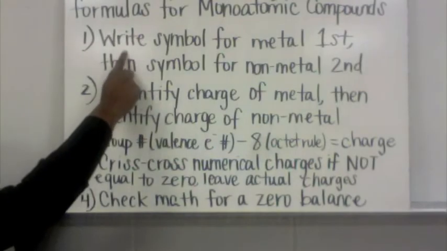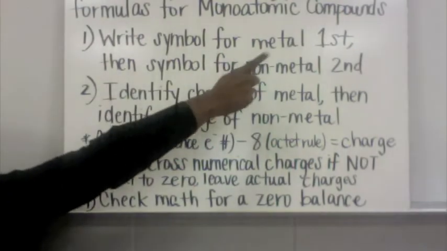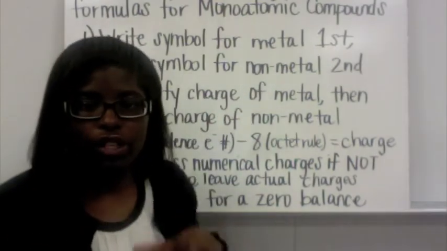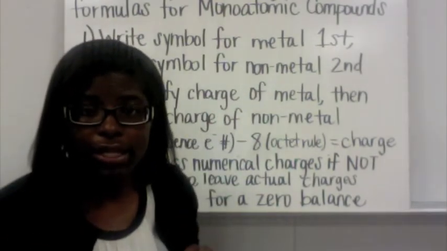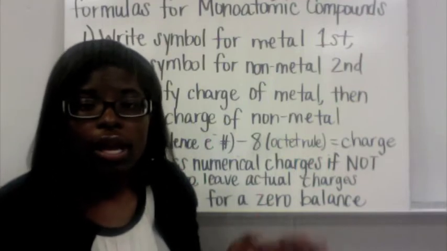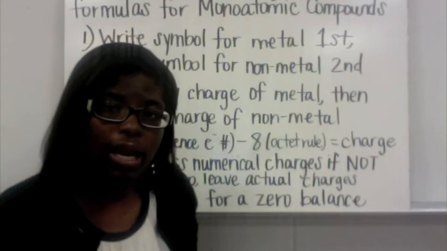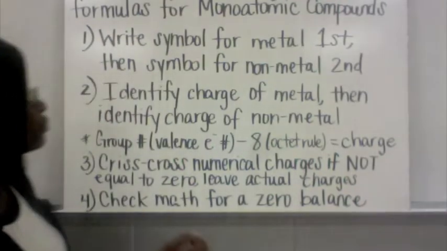First step, you're going to write the symbol for the metal first. Then you're going to write the symbol for the non-metal second. So you have to reflect back on your elements and your symbols. And remember, towards the left side of the periodic table lie your metals. Towards the right side of the periodic table lie your non-metals.